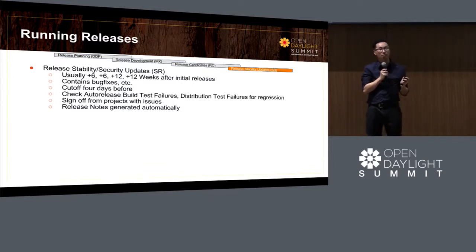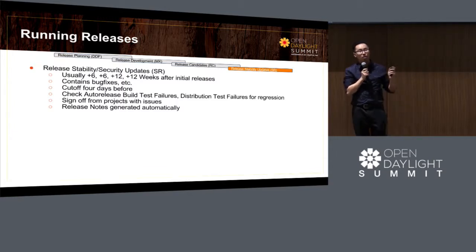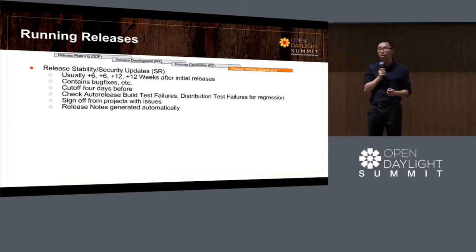After a release artifact is published onto the downloads page in OpenDaylight, we continue to support it with stability releases and security releases every 6 to 12 weeks. The requirements for that one is generally we don't ask for new features, but ask for only bug fixes and security fixes to go in. And so these four phases represent the sort of organization that needs to occur throughout the release process.